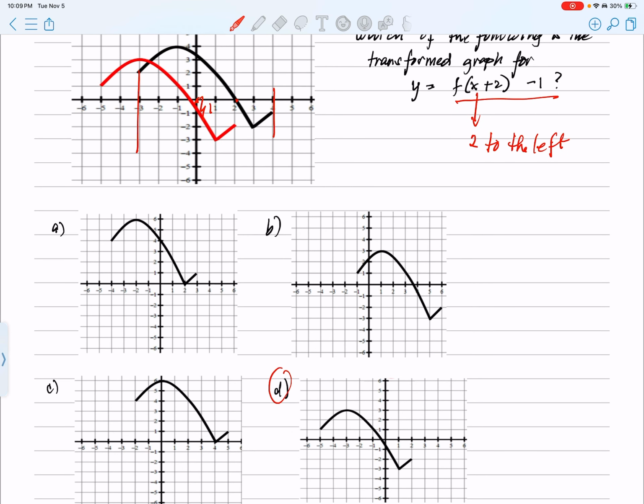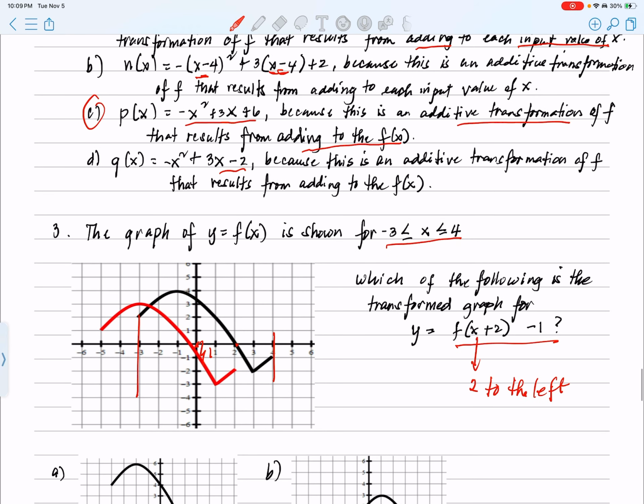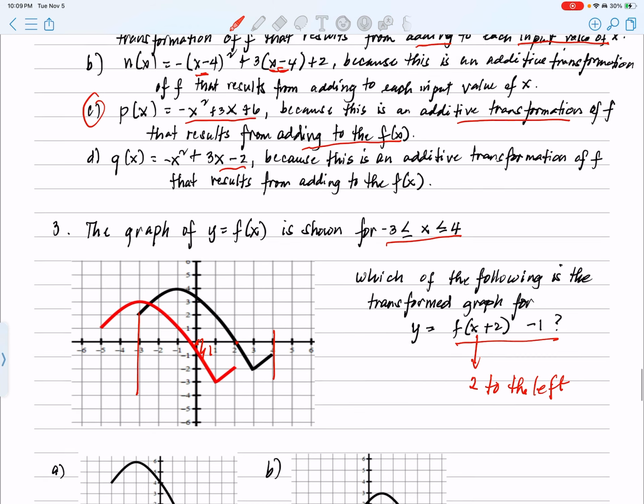Okay. So we have very long problems and solutions for these transformations of functions. All right, let me say this. If I can do it, so can you.